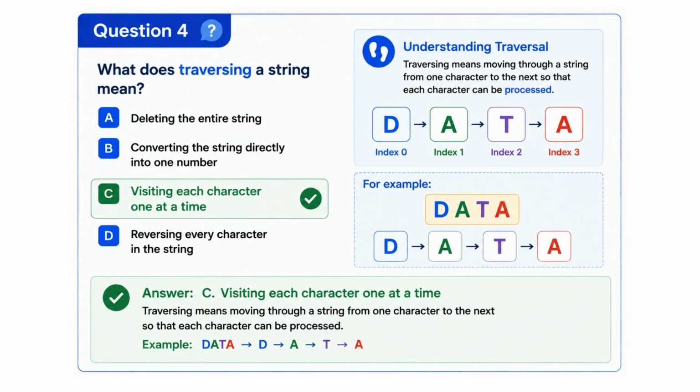Now, let's look at question 4. What does traversing a string mean? The correct answer is C. Visiting each character one at a time. Traversing means moving through a string, from one character to the next, so that each character can be processed individually. For example, consider the string data. We start with D, then move to A, then T, and finally A. So we process the characters DATA, one after another. Remember, traversing a string means visiting each character one at a time.